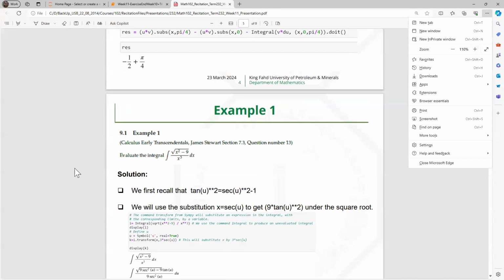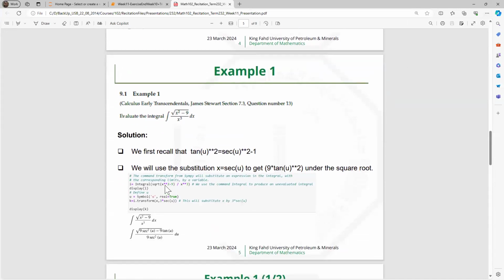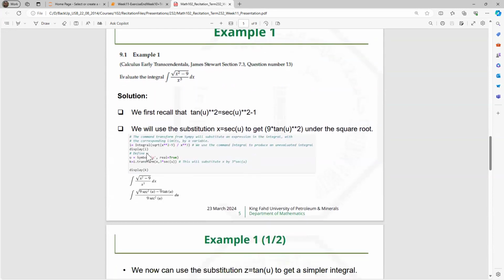So what we are doing here is that we will assume in our integral that x is 3 secant u. If x is 3 secant of u, it means that x squared is 9 secant squared. So what we have under the square root now becomes 9 times secant squared minus 1, which is 9 tan squared. Wow. So we could easily remove the square root, taking into account that the tan could be positive or negative, and we'll have a beautiful integral. And this is what we are doing here using the transform command in Python.